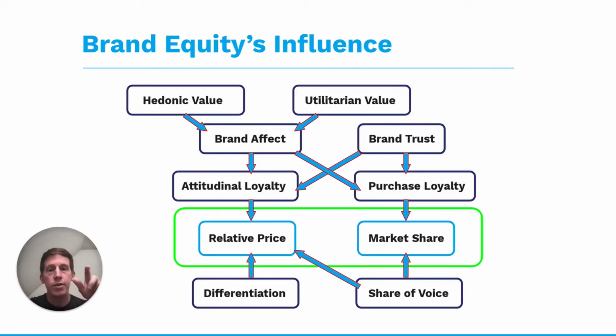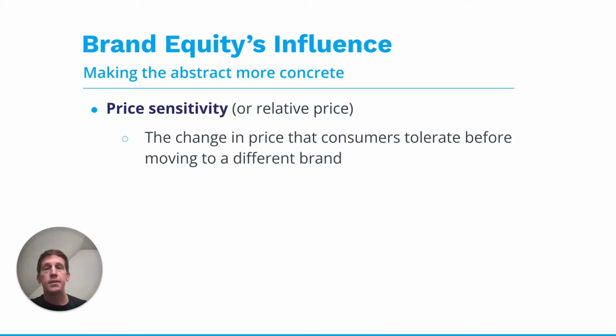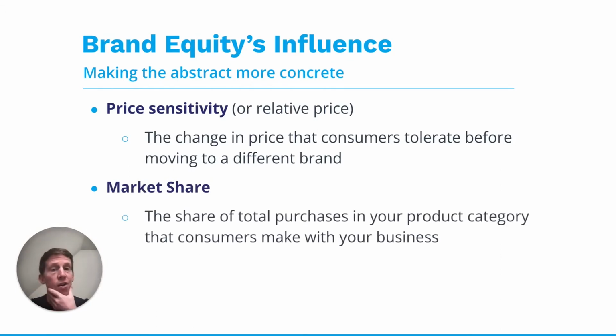The highlighted in green elements here, relative price and market share, are the ones that actually influence the money of your business. So I'm going to start with them and build out from there. Price sensitivity, or relative price, is the change in price that consumers tolerate before moving to a different brand. And market share is the share of total purchases in your product category or market that consumers make specifically with your brand. So basically, price sensitivity: can you charge more money than your competitors?